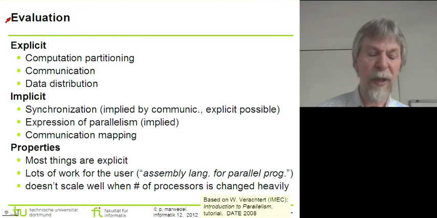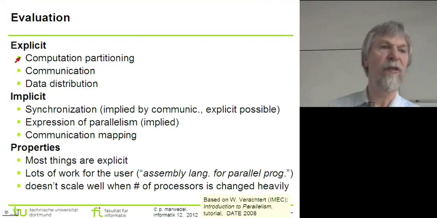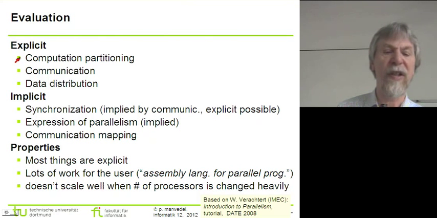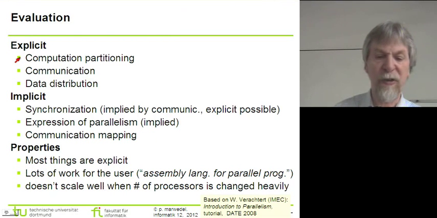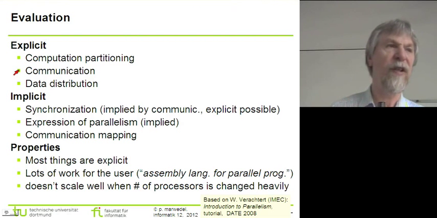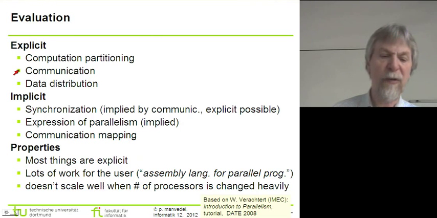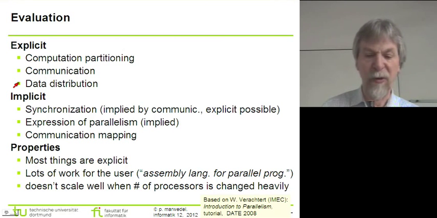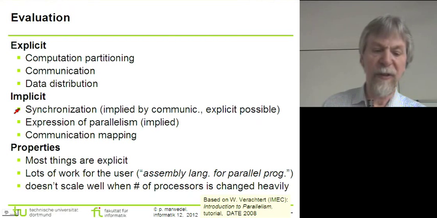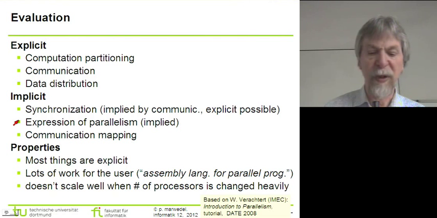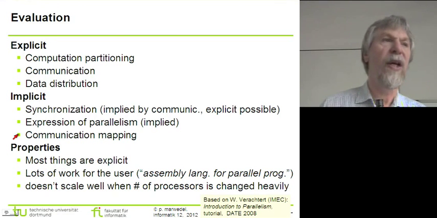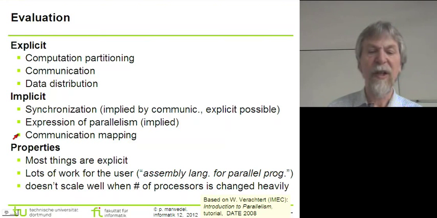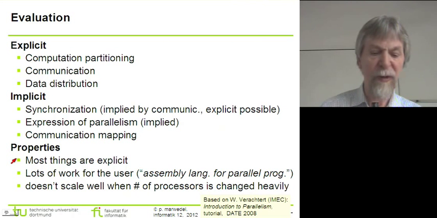Now, with respect to MPI, we can see that the computation partitioning is explicit because we as programmers have to indicate how we would like to partition the computation. Also, as you have seen from the calls to the library, we have to explicitly describe the communication, and we have to explicitly describe the data distribution. Only some things are implicit in this approach. Synchronization is implied by communication. The expression of parallelism is also implied, and the way in which the communication is actually implemented is also implied. This means that most of the things are explicit.